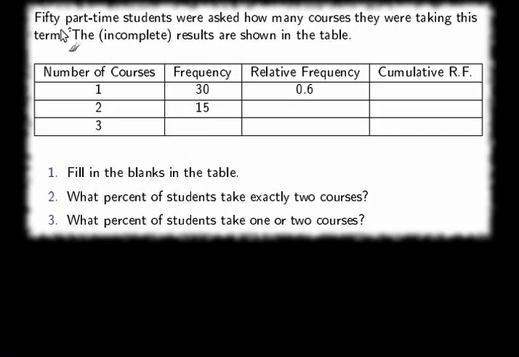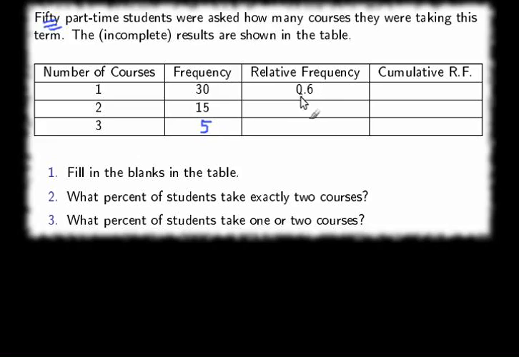Well, it says 50 part-time students were asked something or other. And in the table, the frequency tells you how many of those students answered these numbers. So this first item means that 30 students are taking one course, 15 students are taking 2 courses, so how many are taking 3? Well, the rest of them. So there are 45 accounted for here, and there are a total of 50, so that means we must have 5 left.